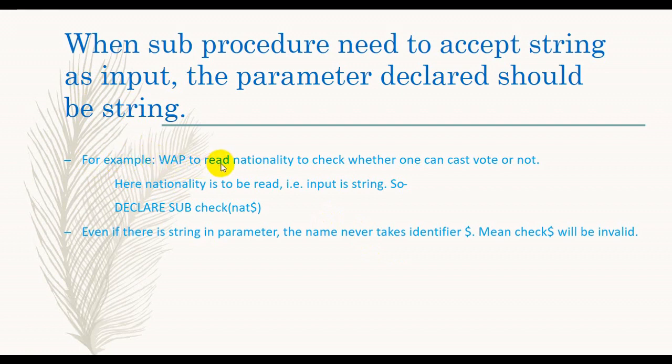When we talk about read nationality to check whether one can cast vote or not, in this case we need to read the nationality, that means in word or in the form of string. So when we declare the procedure, we should write something like this: DECLARE SUB check(NAT$). Here we are using a string parameter as our SUB program will need this string, that means one string is needed. This is due to the need of string input. That is why here in parameter we are writing one string variable, and we had given here a name, check, because we need to check whether one can vote or not. So we wrote here check as some resembling name for the SUB procedure.